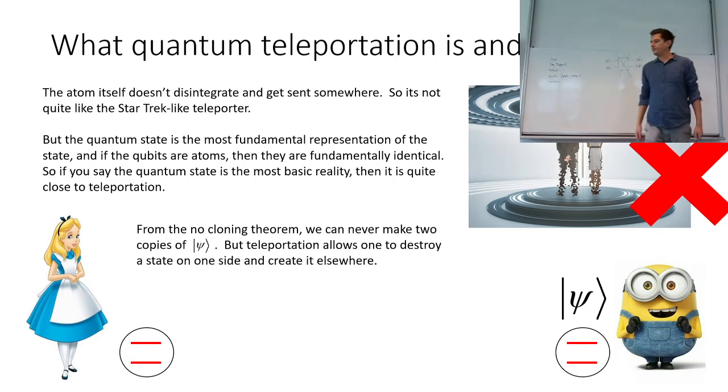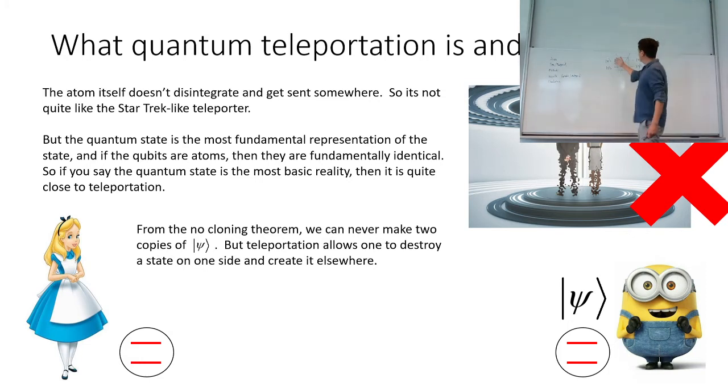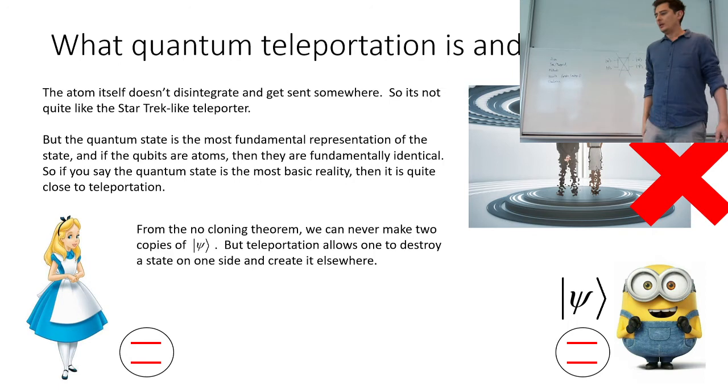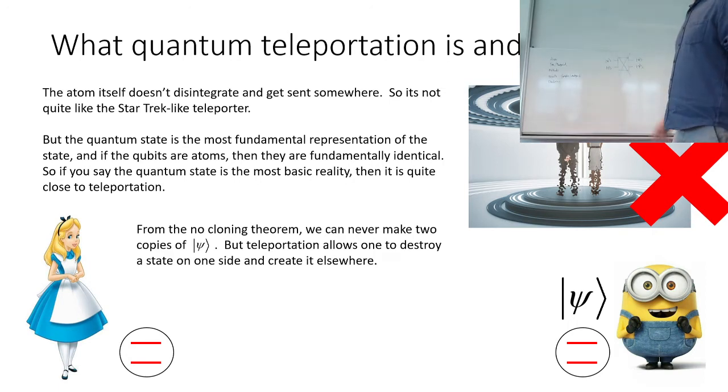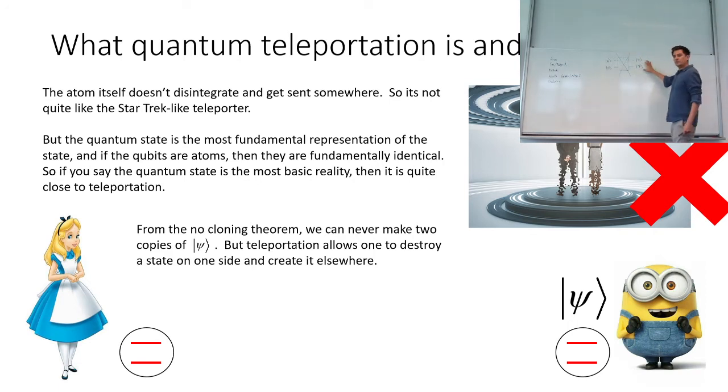So in that sense, it's impossible to just make a copy and send it somewhere. What's interesting about the teleportation is that even though this is impossible, and this is what we're going to see, doing something like this, I'm not going to say what the state is, but having a state here, and then you do some operation, and then the state comes out somewhere else, this is actually possible.